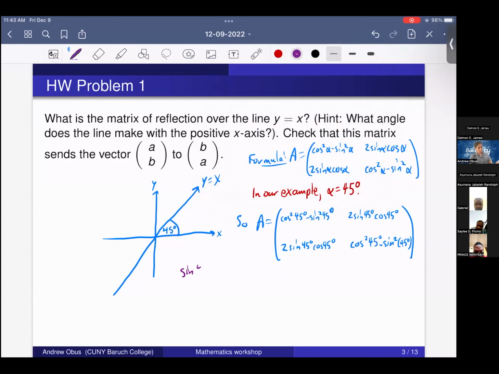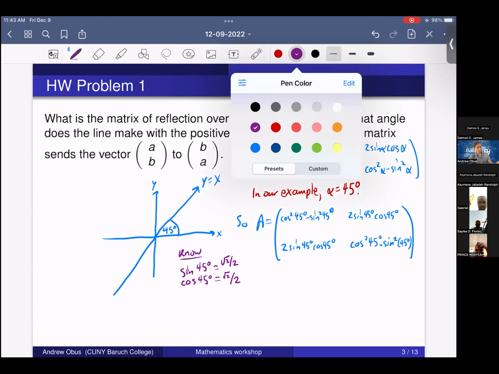So what do we know? We know that sine of 45 degrees and cosine of 45 degrees are what? Yes, Gabriel? Square root of 2 over 2, and the cosine is also the same. Great. Thank you, Gabriel. So sine and cosine of 45 degrees are both square root of 2 over 2. So let's fill it in and see what we get.